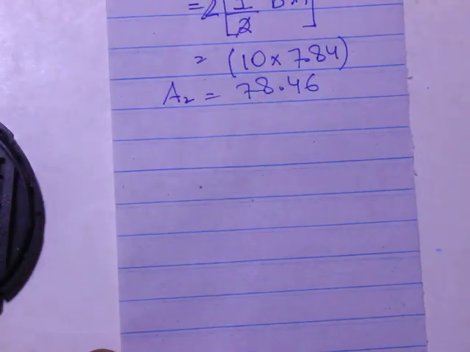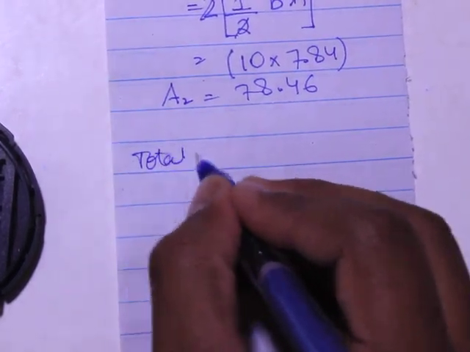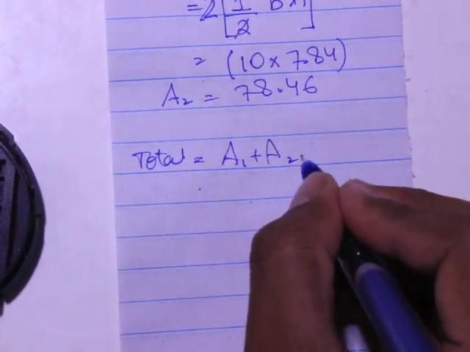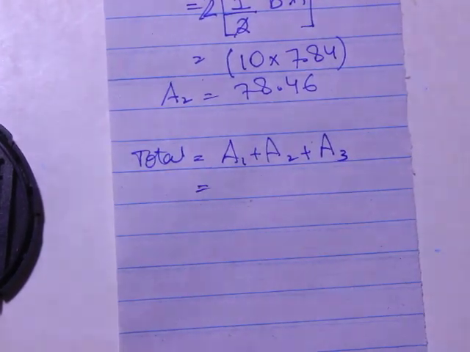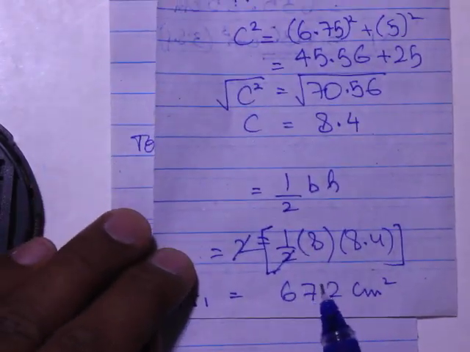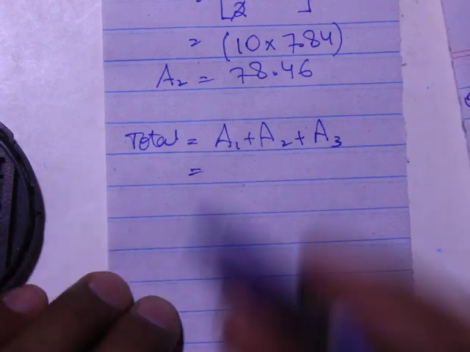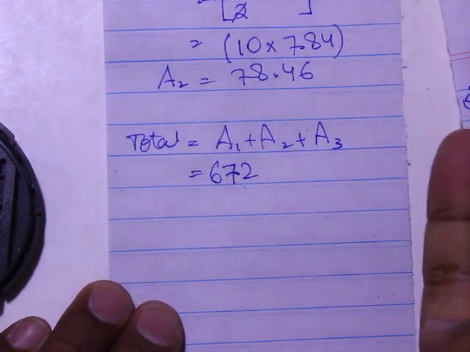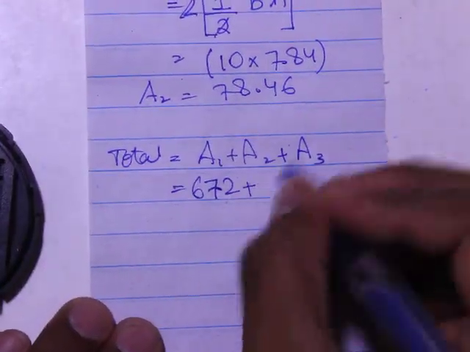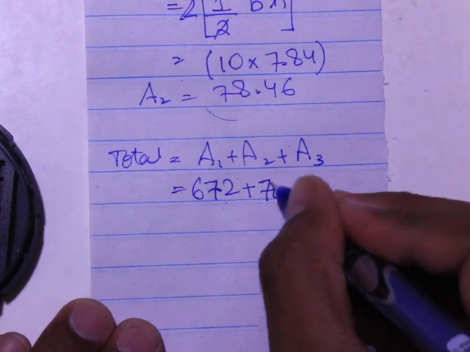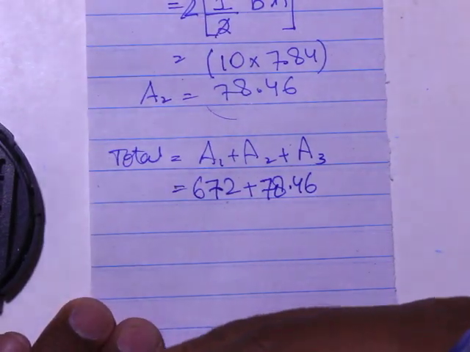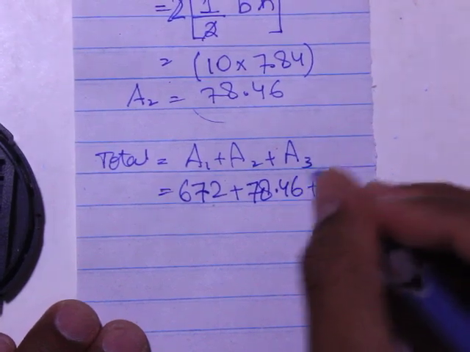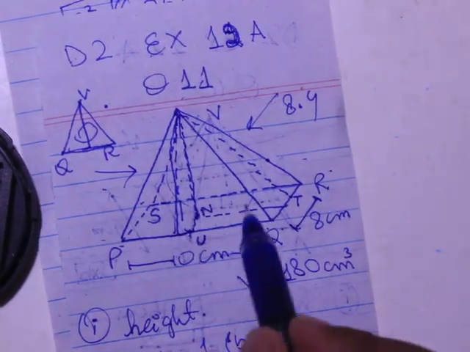Now we have to find the total surface area. For the total surface area we have 3 areas, area 1 plus area 2 plus area 3. The area 1 is 67.2, what we found before. This area is of two faces, one on the right hand side and one on the left hand side. The area which is 78.46 is on the front and on the back, and area number 3 is the base area. 10 into 8 gives you 80 centimeter square.